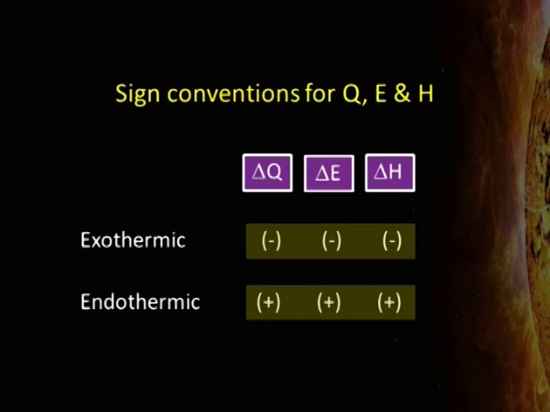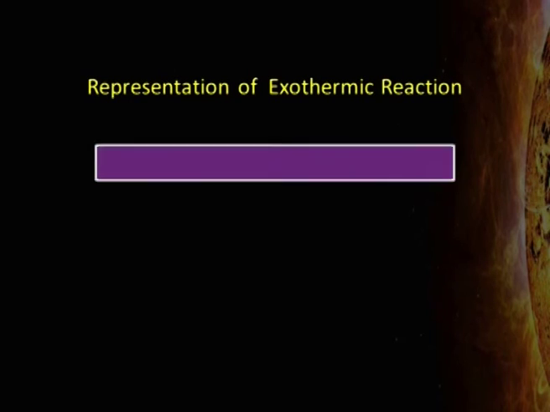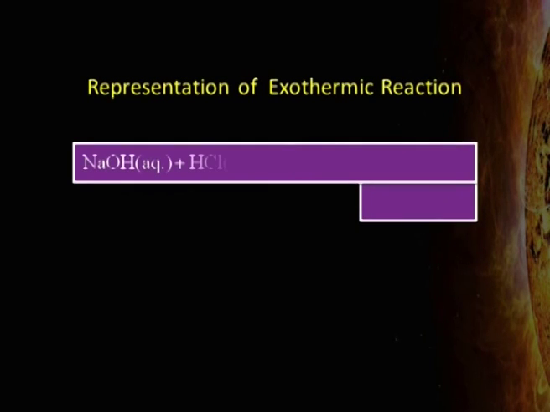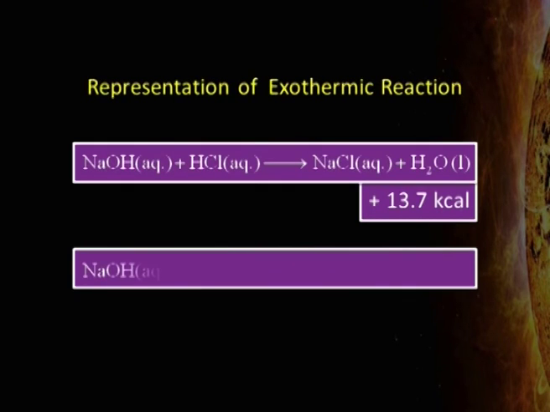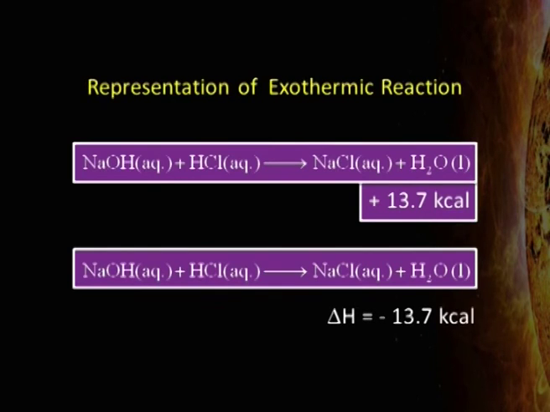taken to be positive. There is an example for the representation of exothermic reaction. An exothermic reaction can be represented as aqueous NaOH plus aqueous HCl giving you aqueous NaCl plus liquid water plus 13.7 kilocalories, or you can write the exothermic reaction in the way aqueous NaOH plus aqueous HCl giving you aqueous NaCl plus liquid water, and delta H is equal to minus 13.7 kilocalories.